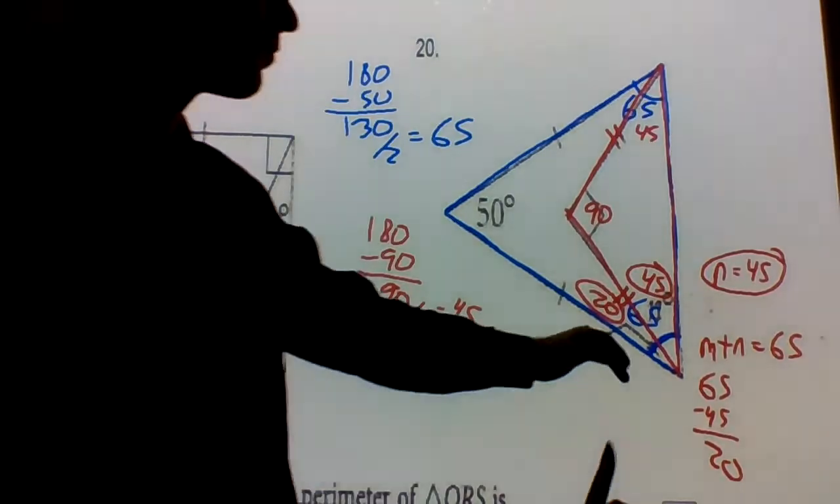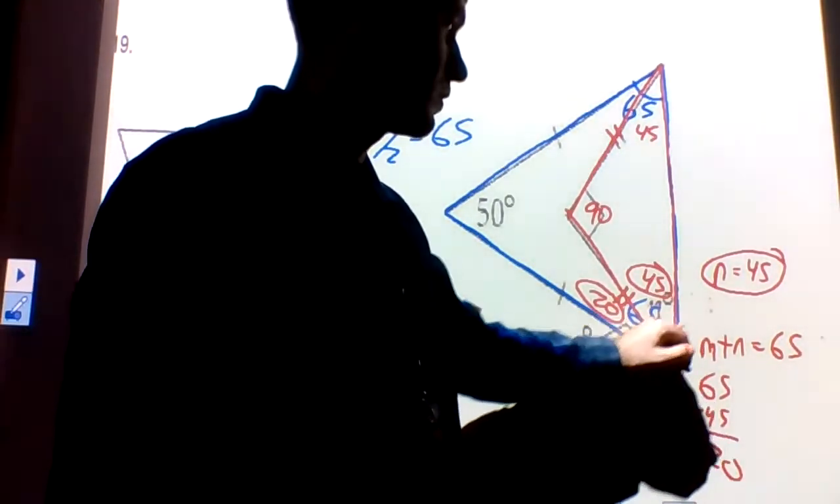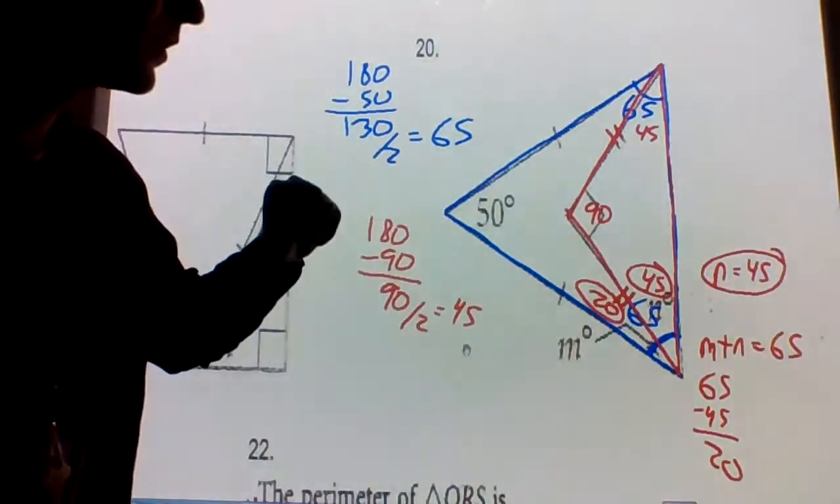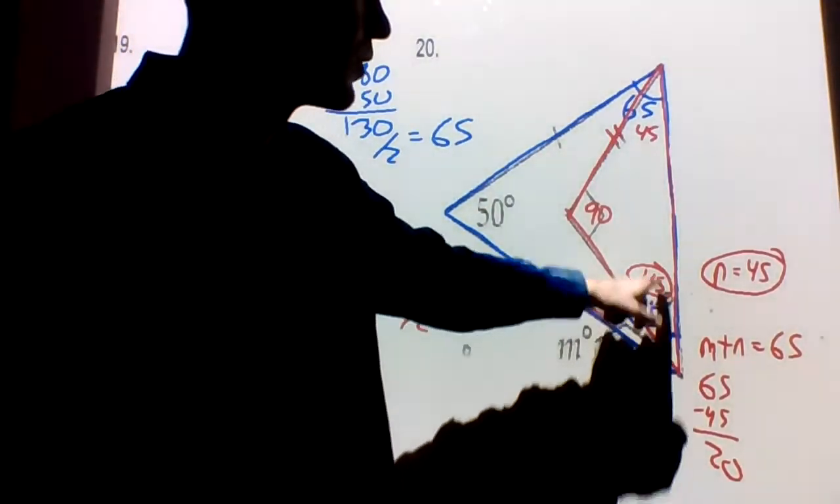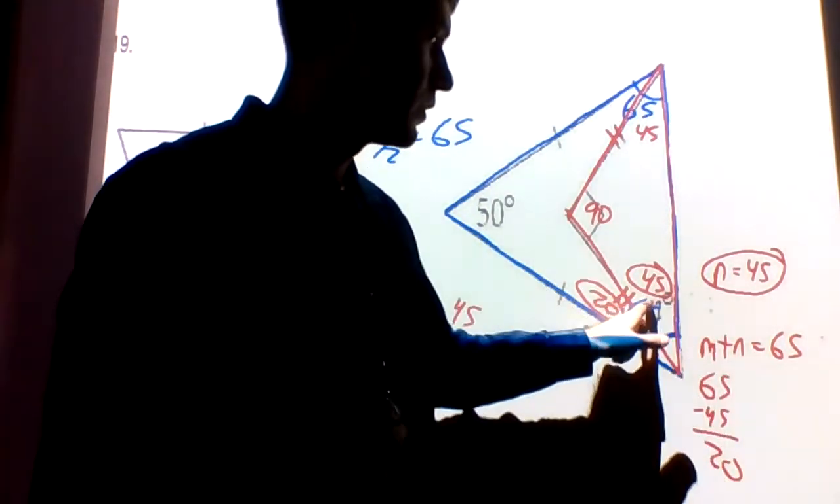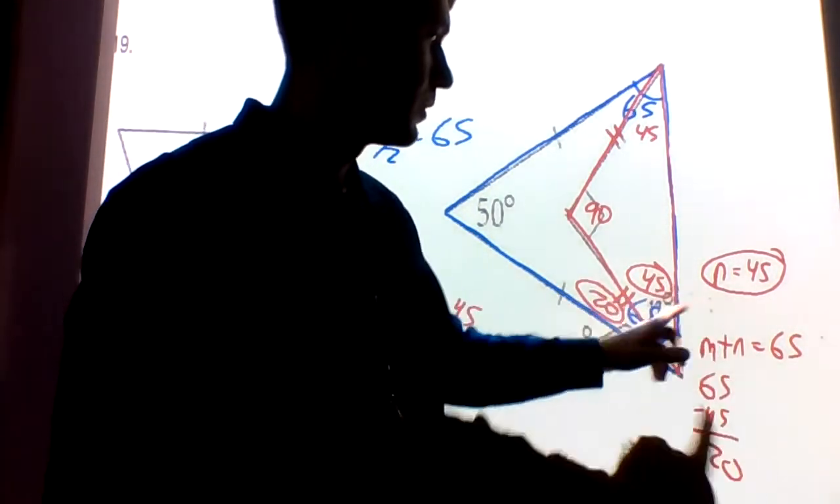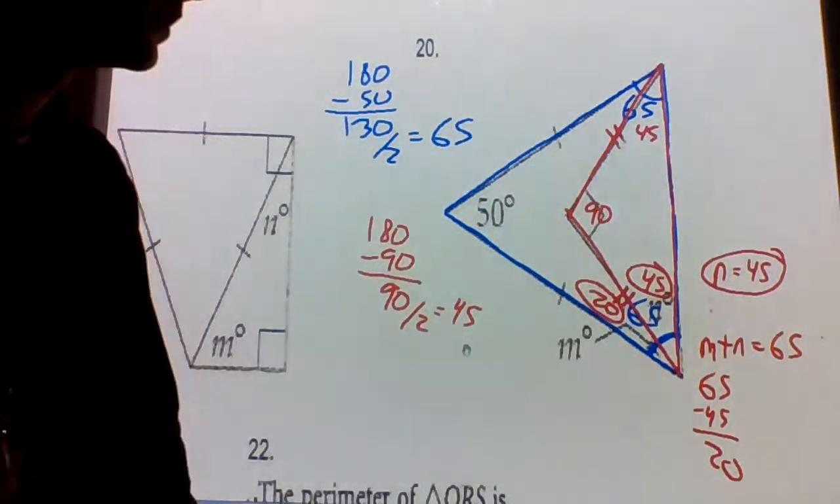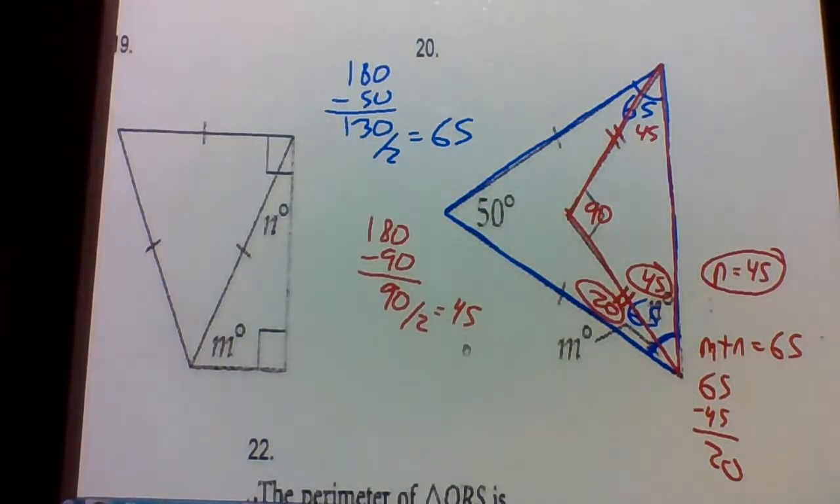Right, the big one, m plus n, was 65. We got that from the blue triangle, the big one. Okay. Then we got 45 and 45 from the little triangle. So the big one's 65, the little one's 45. 65 minus 45 gives us 20. These two angles, 20 and 45, add up to 65. Okay, 21.